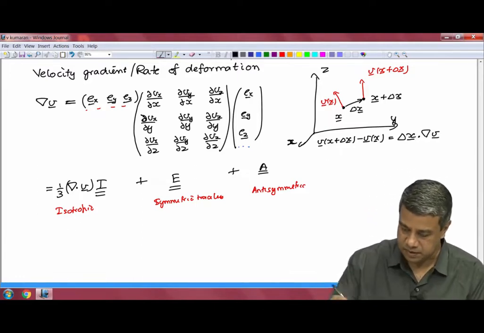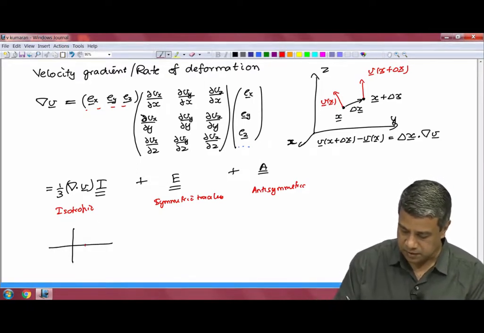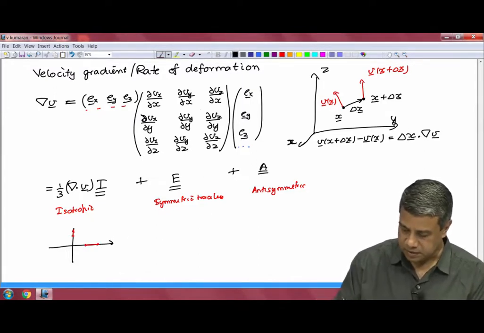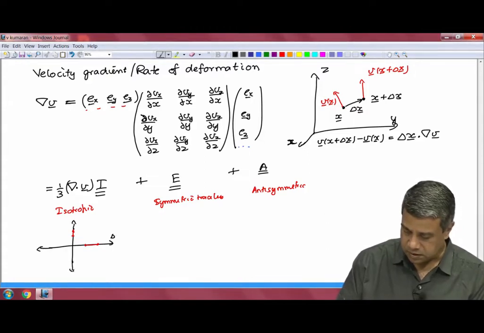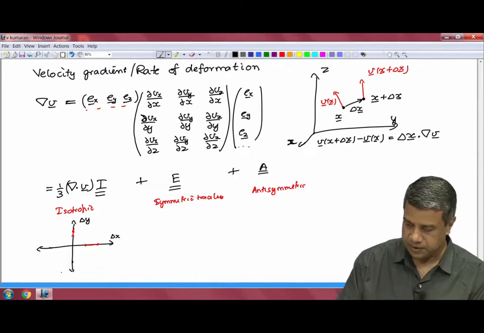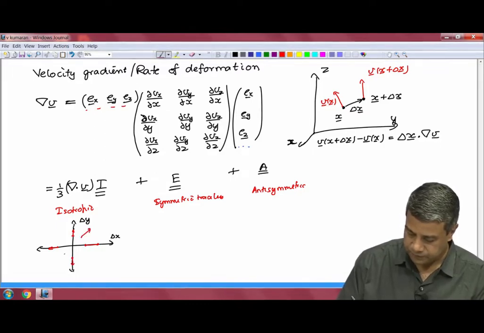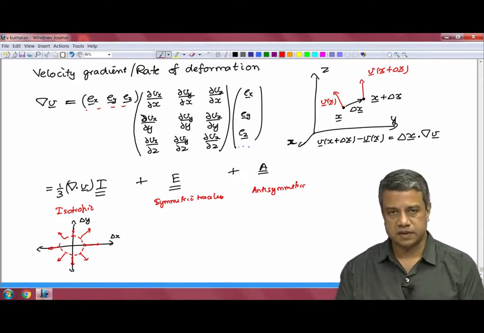So, the first part actually represents radial expansion or compression from this location. Let me write this as delta x and delta y. This first part represents radial expansion if the divergence of velocity is positive, and compression if the divergence of velocity is negative.